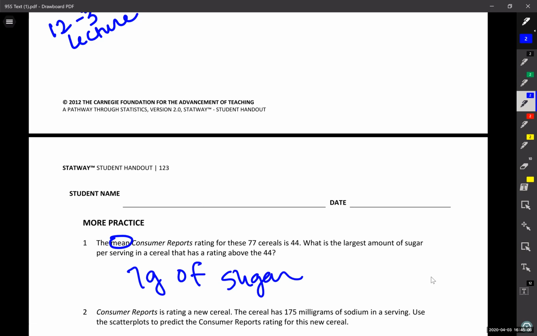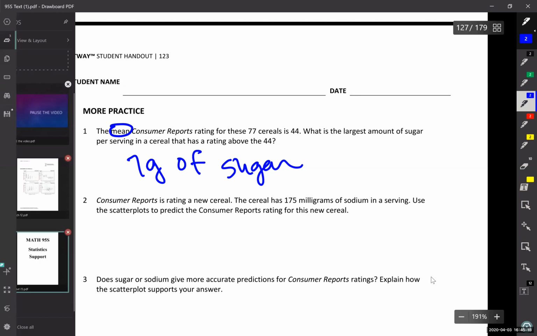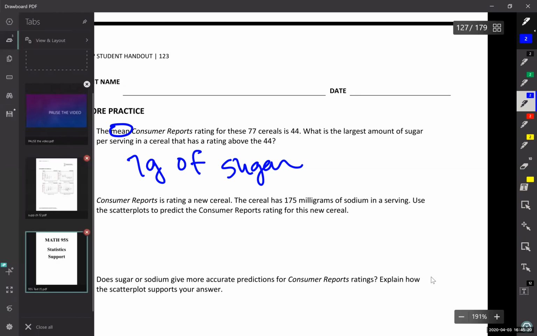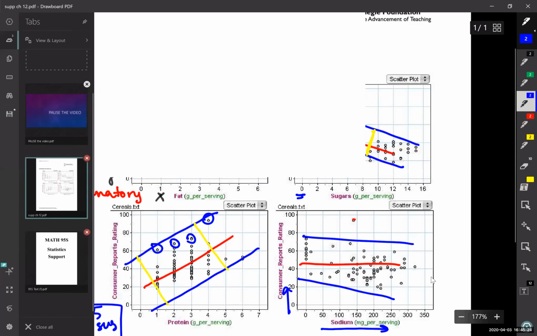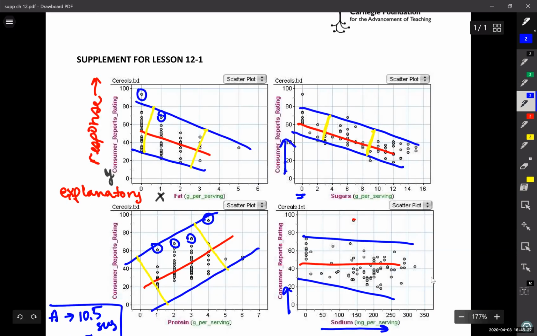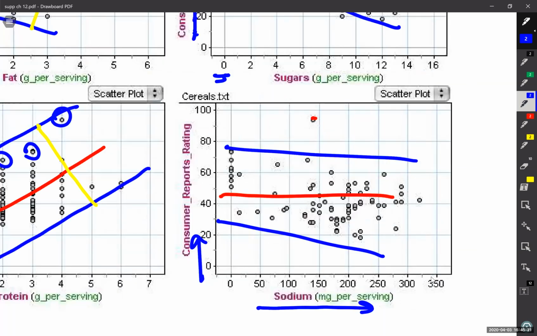Perfect. All right, number 2, Consumer Reports is rating a new cereal. This cereal has 175 milligrams of sodium. Use the scatterplots to predict. Okay, so this is why I wanted to leave all the colors on the other graph, because if you recall from the last video, this sodium graph was just a mess. It was very far spread apart. This one had the biggest distance between these two lines right here. This one was just a mess.